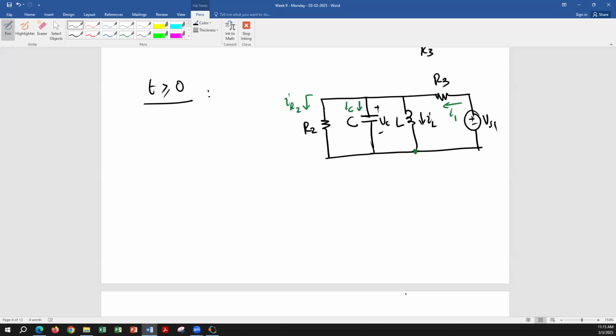Okay, that could very well be, right? But what if I want to write down the equation at any time? Let's say not zero positive, at any time. If I want to write down the I1 equation at time t, what will that equation be? VR3 over R3 is I1, but again, we don't know what VR3 is.